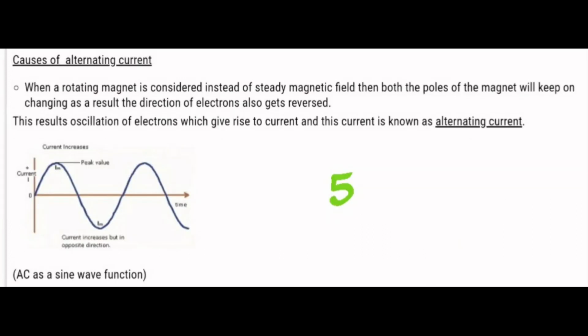Causes of alternating current. When a rotating magnet is considered instead of a steady magnetic field, then both the poles of the magnet will keep on changing. As a result, the direction of electrons also gets reversed. This results in oscillation of electrons which gives rise to current, and this current is known as alternating current. AC as a sine wave function has been given here.